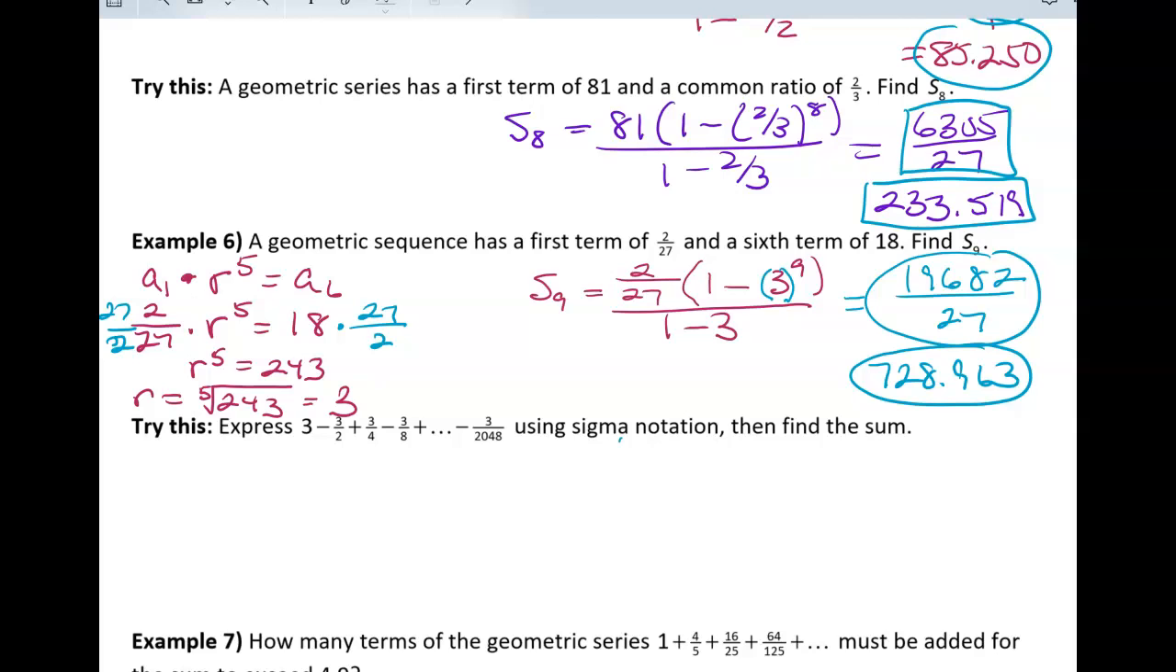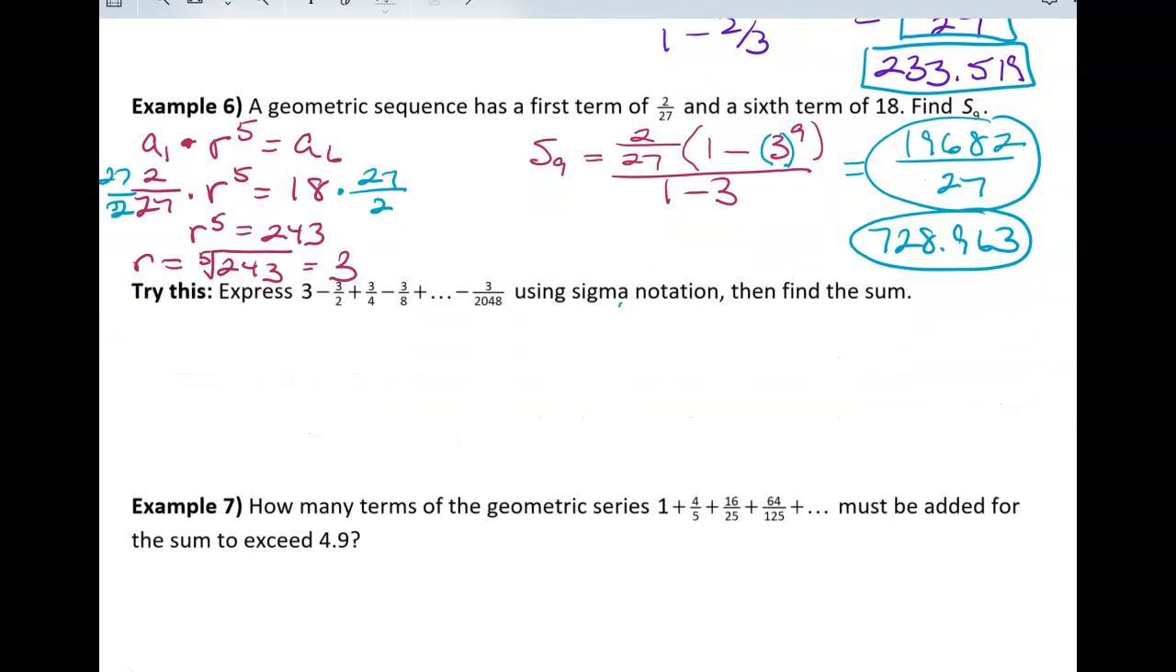All right, I'm going to change this next. Try this. There's a little complication in here. Let's actually make this 3 plus 3 halves plus 3 quarters plus 3 eighths, all pluses, all the way up to 3/2048ths, and put it in sigma notation and then find the sum.